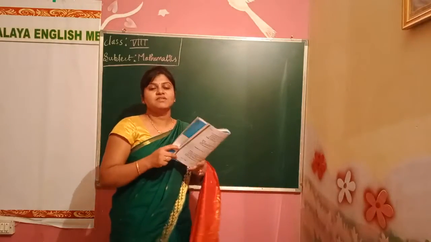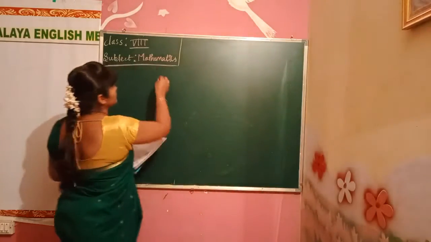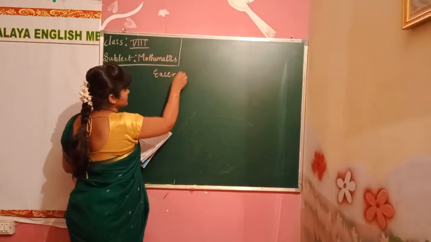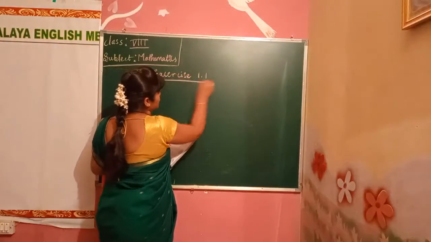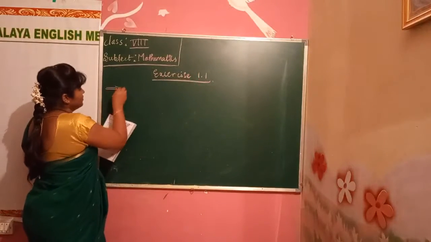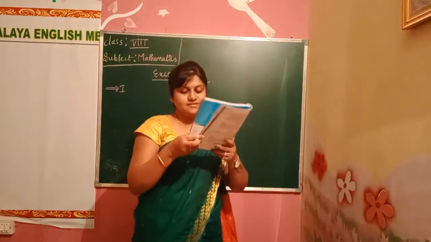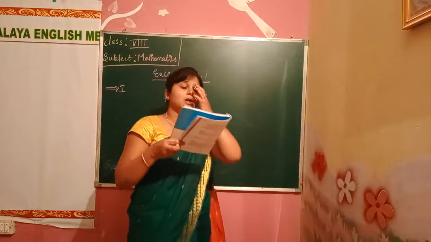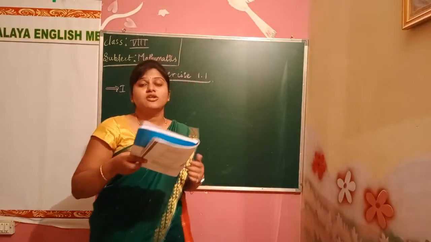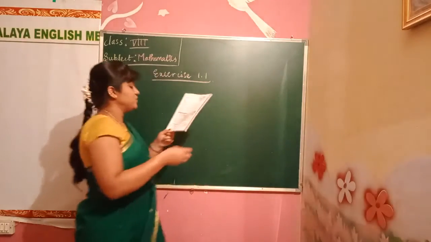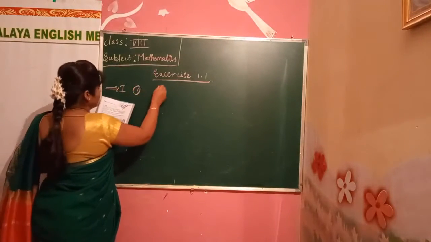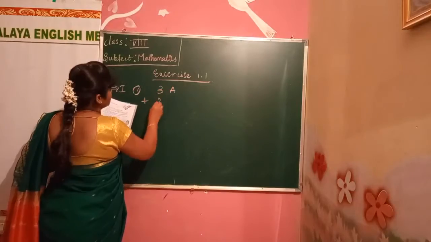Now we'll begin with our exercise, because in the previous class I told you how to solve the sums on the digits using alphabets. Exercise 1.1, children. Find the value of the letters in each of the following and give reasons for the steps involved. Whatever steps you use, you have to give the reason and solve. The first question is 3A plus 25.